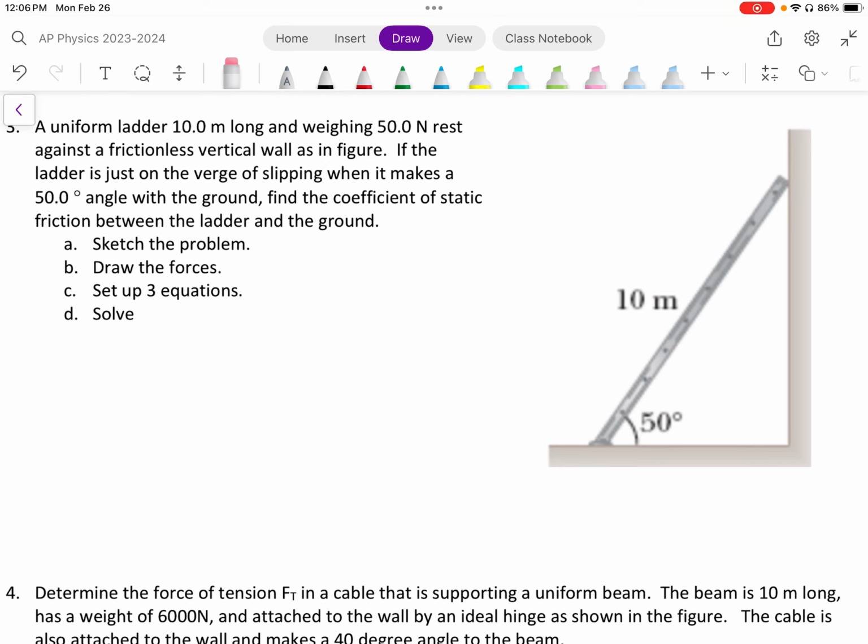Draw all the forces. So we were told the ladder's 10 meters long. That's labeled. We were told that the ladder has a weight of 50 newtons. So the weight is equal to the force of gravity, which is equal to 50 newtons. Where does force of gravity act on this ladder? It acts right smack dab in the center of the ladder because they told us that the ladder was a uniform ladder. So it has uniform density. So the center of mass, center of gravity is located in the middle. They told us that the angle with the ground is 50 degrees. They told us that this surface here is frictionless.